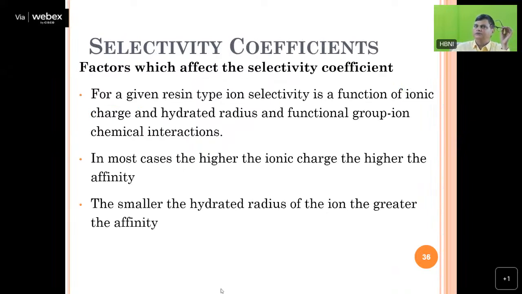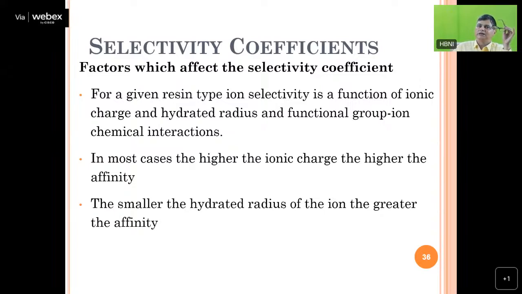So what are the factors on which the selectivity coefficient depends? For example, if I am using styrene divinyl benzene resins, for a given resin, ion selectivity is a function of the ionic potential. What is the ionic potential? Basically nothing but the ionic charge versus the hydrated radius. I hope everybody understands the difference between normal radius and hydrated radius, because when any ion is present in the solution, we always talk about the hydrated radius only. And also the functional group and ion chemical interactions. So these are the factors of the resin selectivity.